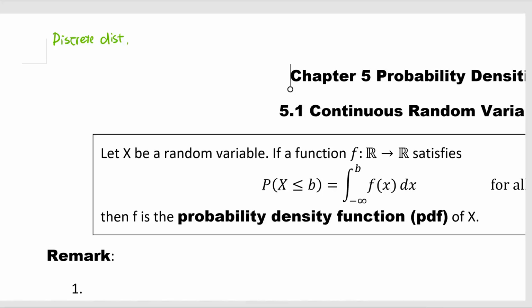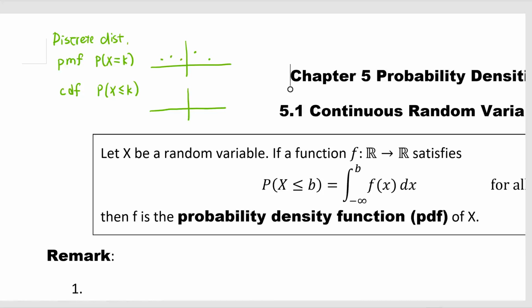we have the PMF and we have the CDF. PMF is P(X = k), CDF is P(X ≤ k), right? So what is the picture of the PMF? They're actually points, right? When you add up all the probability, that equals 1.